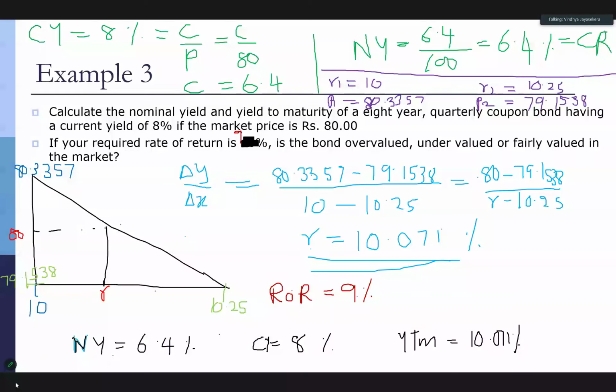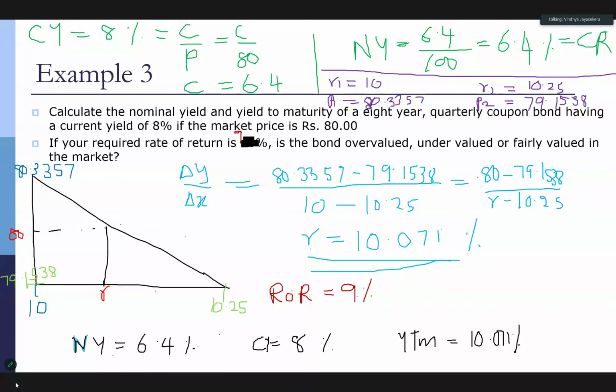You want, for the risk that you're taking, at least 9%. So are you happy if you buy a bond that gives you 10%? You should be, right? Because for the risk that you're taking, you only want a return of 9%. This bond will give you a return of 10 when you buy it at 80. Therefore, the bond is undervalued.